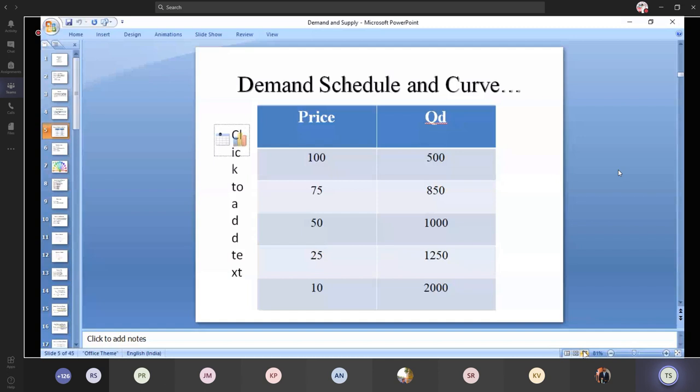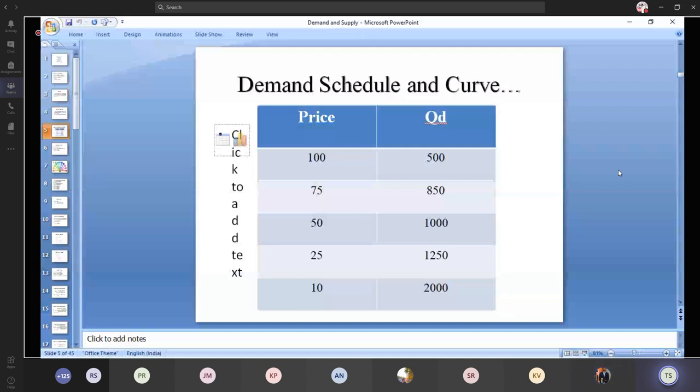What's the shape of the line which you got? Have you guys drawn? What is the shape of the line which you got? Rectangular hyperbola. Yeah, okay.